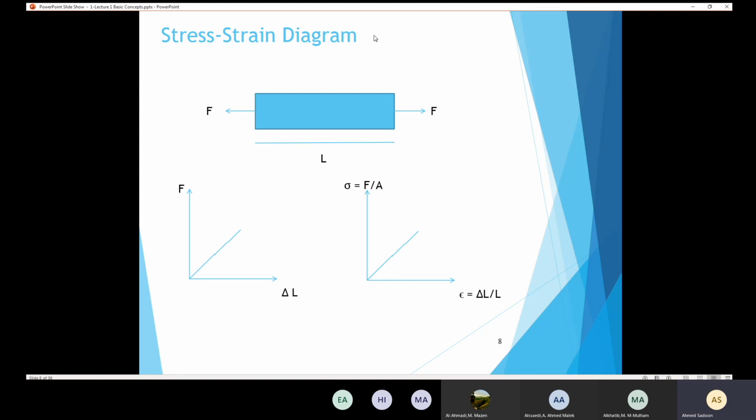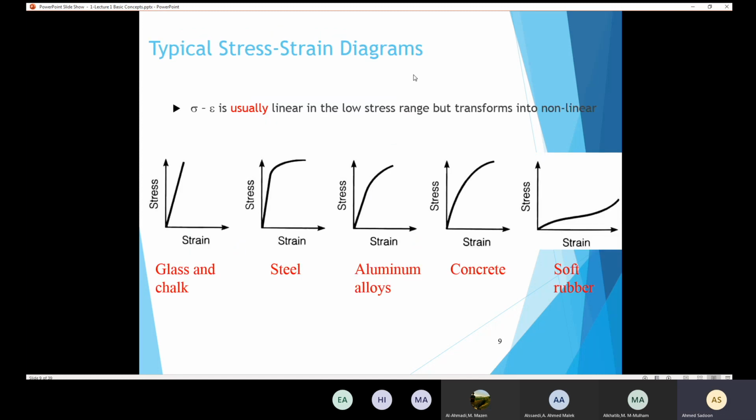So every material has a stress-strain diagram. For example, here we have the stress-strain diagram for the glass and for the chalk, you know, the glass and the chalk. So when I increase the stress, I'm going to have strain. And when you reach the maximum stress, the failure is going to take place here.